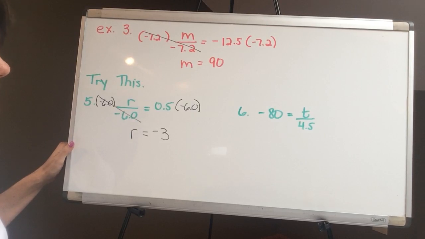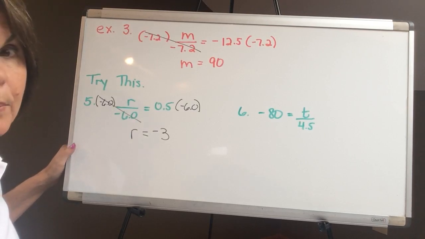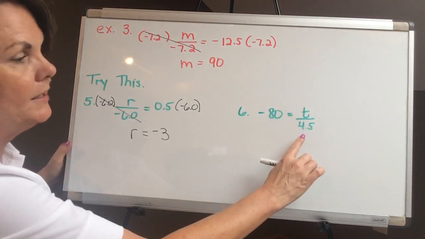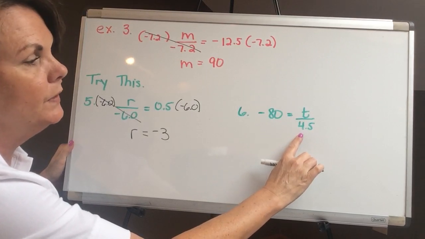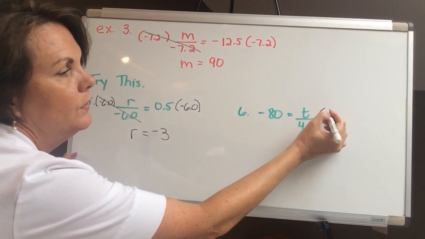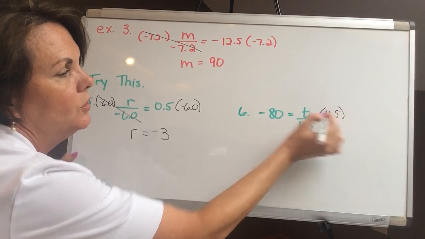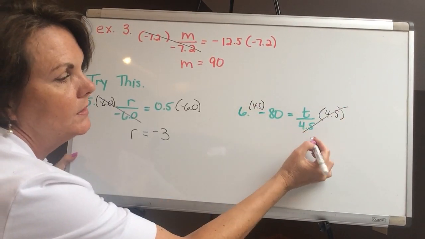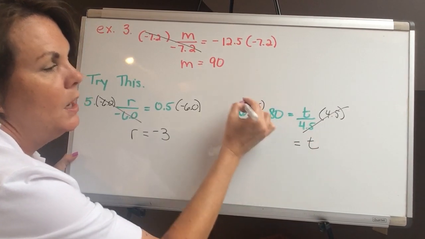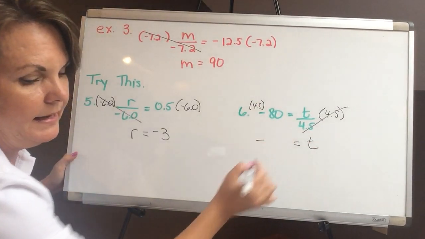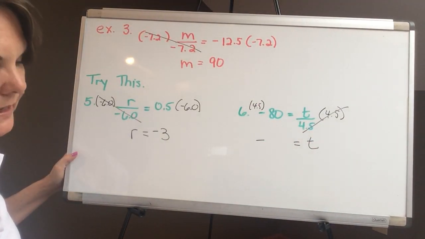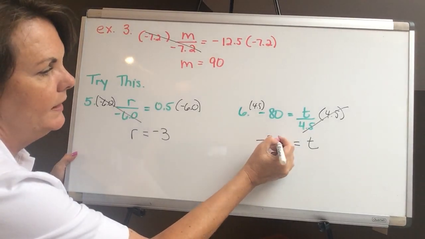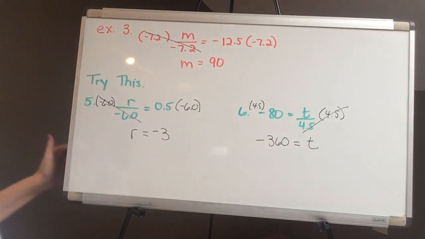Number 6, negative 80 equals t divided by 4.5. T is attached to 4.5 through division. You're going to use the inverse operation of multiplication on both sides. That cancels, leaving you with t equals a positive times a negative is a negative, and 4.5 times 80 is 360. Okay.